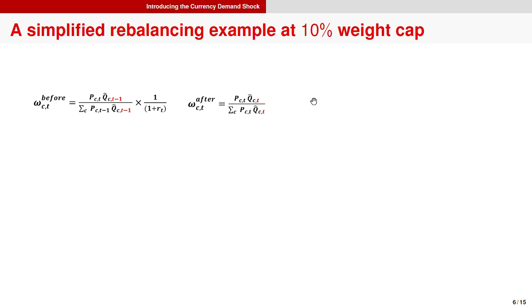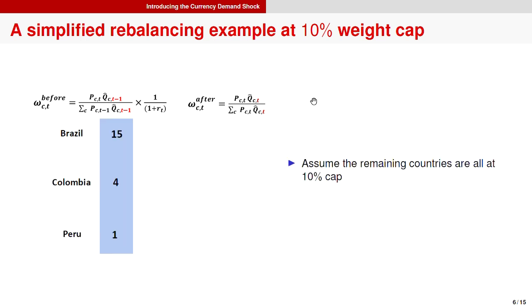So let me give you a simplified rebalancing example. Let's just imagine for simplicity we have 11 countries in the index, and 8 of them are already at a 10% cap. So we have another 20% in countries that are not at the 10% cap. I'm just listing them here: Brazil, Colombia, and Peru. This column here is the weights at a rebalancing date before rebalancing occurred.